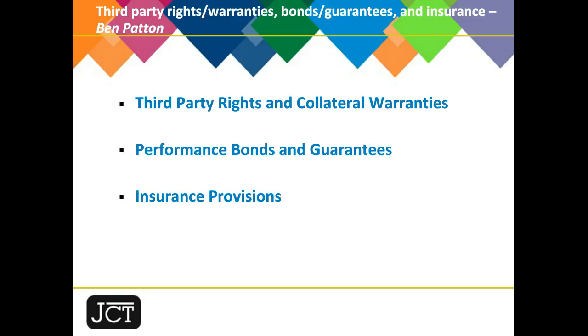Now, turning to bonds and guarantees, as Victoria said, one of the other areas that the JCT have amended in the 2016 editions to reflect market practice. Of course, the 2011 suite did not contain a requirement for the contractor to provide either a parent company guarantee or a performance bond. And it was therefore left to the parties to amend the contract to make provision for security documentation of that type.